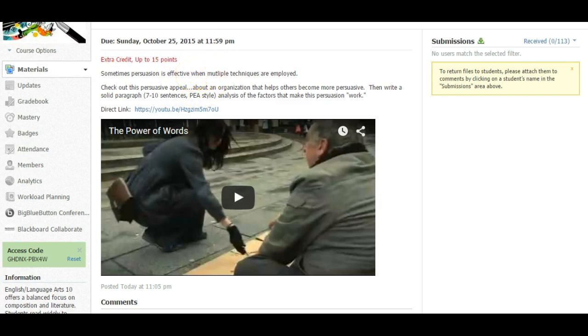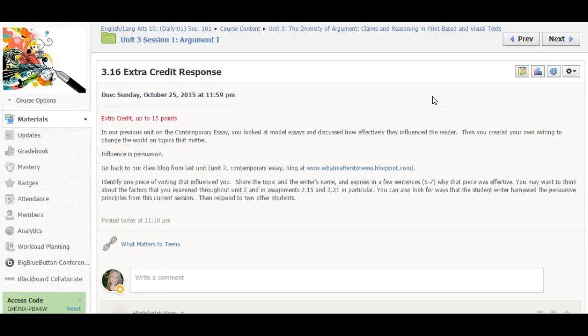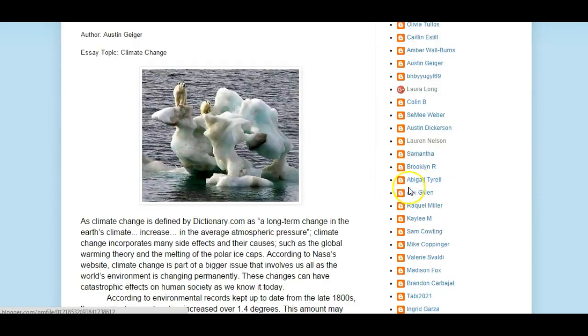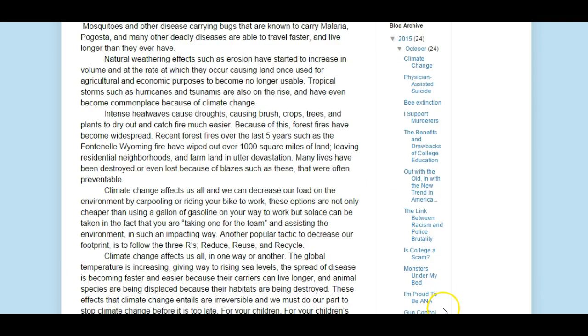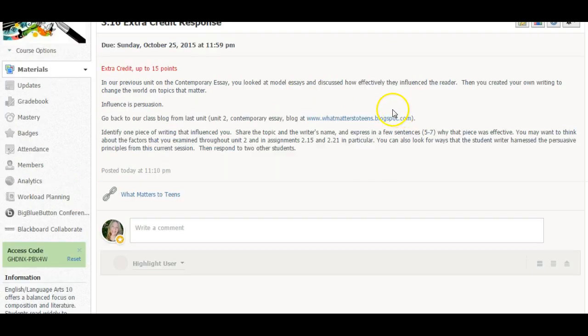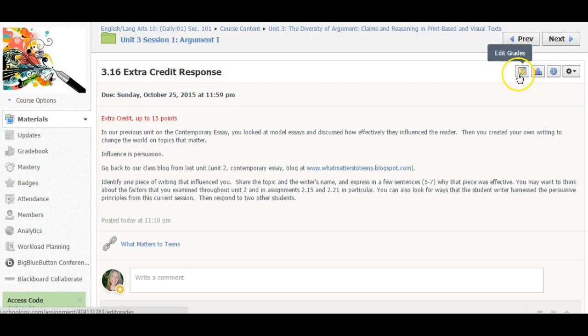A second opportunity is to have you look back at our contemporary essay blog that we had and figure out which pieces of writing on here are most persuasive to you and why. And you can post in an extra credit discussion about your impressions of other people's persuasion or other people's influential writing, because that's really what persuasion is. And that will wrap up this session.